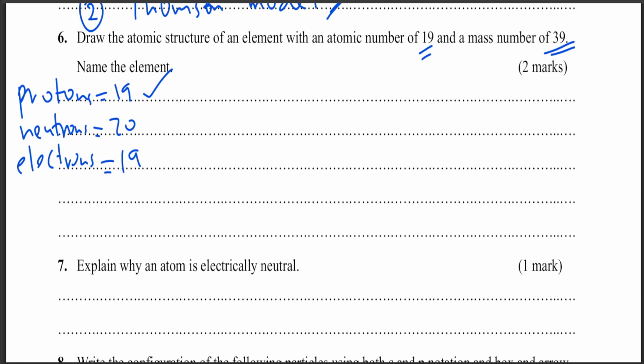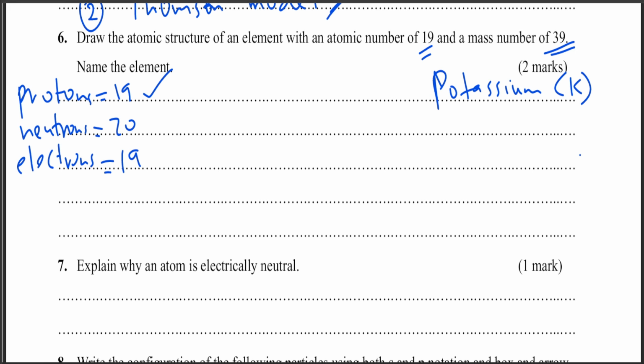Now, when you get to number 19, we have potassium, followed by calcium. So calcium is at number 20. But potassium is represented by the letter K as a symbol. We know that it has 19 protons, 20 neutrons, and 19 electrons.